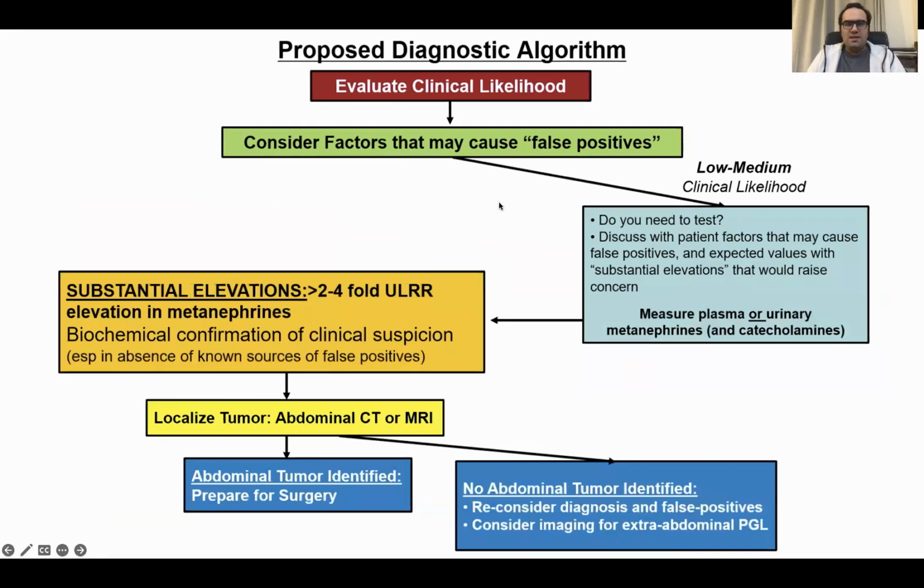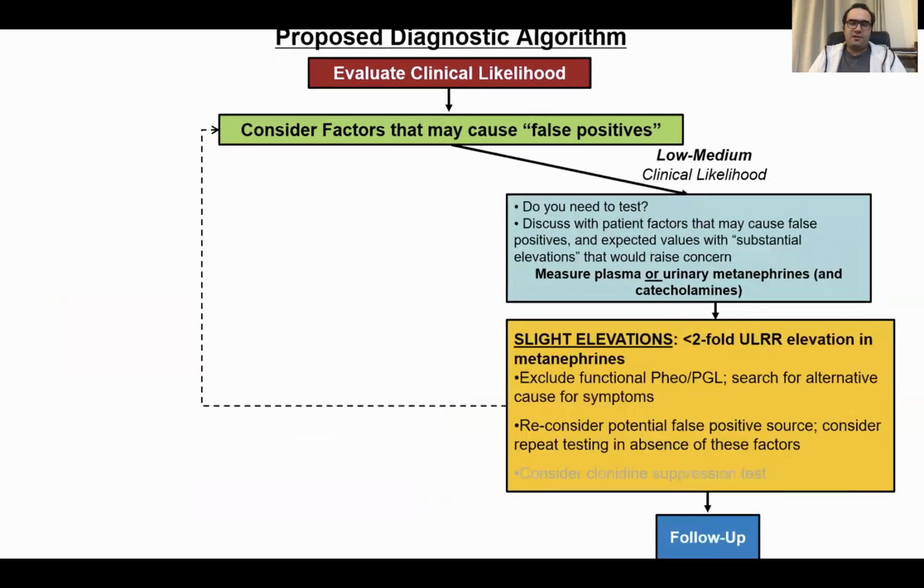Now, this is another scenario with low to medium clinical likelihood, and we should not have tested, but now we have tested, and it is substantially elevated, 2 to 4 times elevated. In this case, the biochemical confirmation of clinical suspicion, and now the tumor should be localized. Again, if the abdominal tumor is identified, prepare for surgery. If no abdominal tumor, then reconsider your diagnosis, and false positives, consider imaging for extra-adrenal.